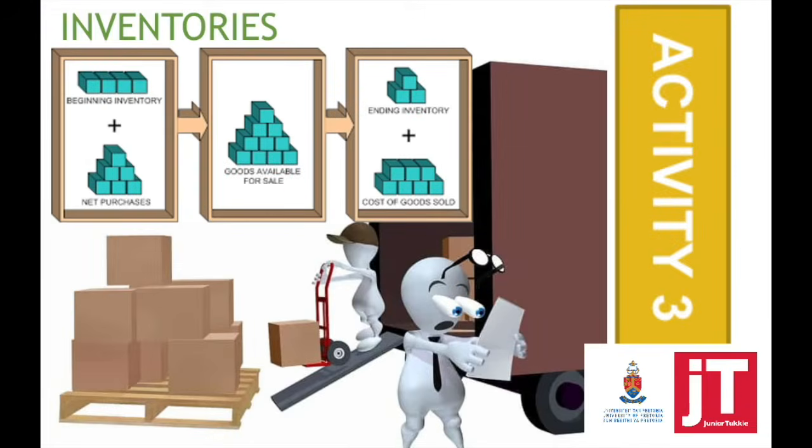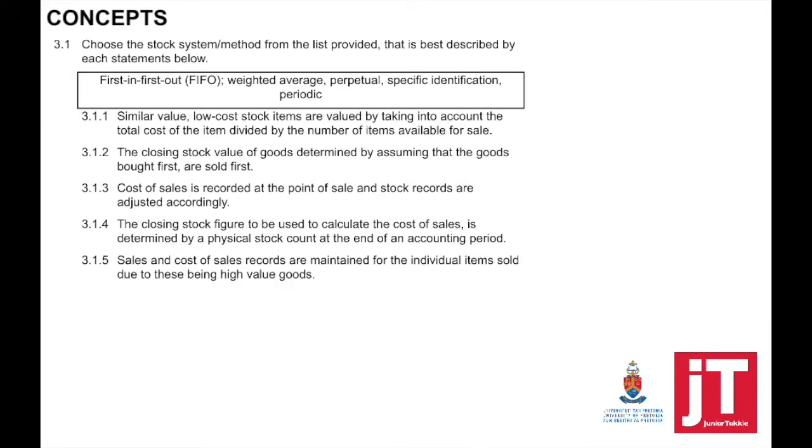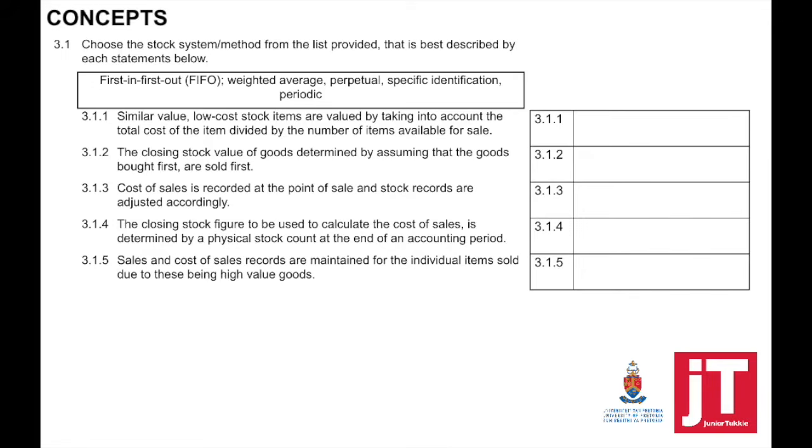I'm Mrs. Brimmerblom. We are now going to look at Activity 3 on Inventories, Chapter 8, Concepts. Choose the stock system method from the list provided that best describes each statement below. So if we now look at question 3.1.1, similar value, low-cost stock items are valued by taking into account the total cost of an item divided by the number of items available for sale. This is the weighted average method.